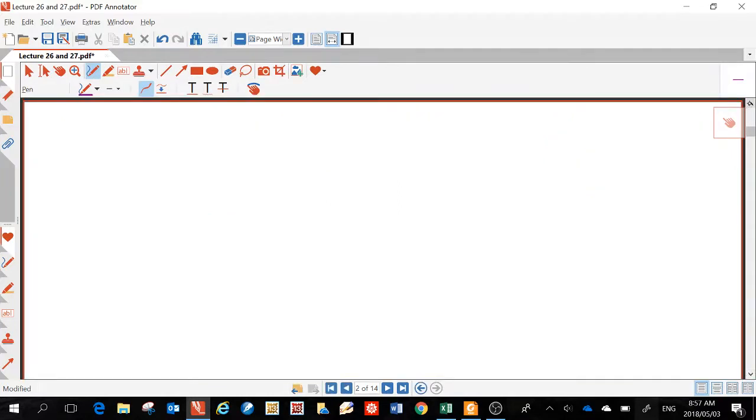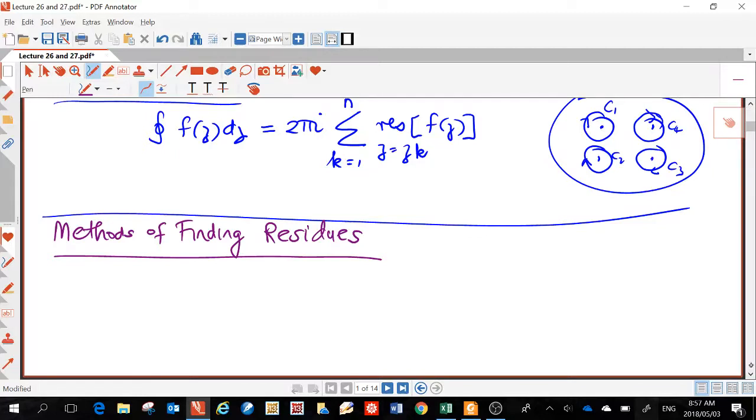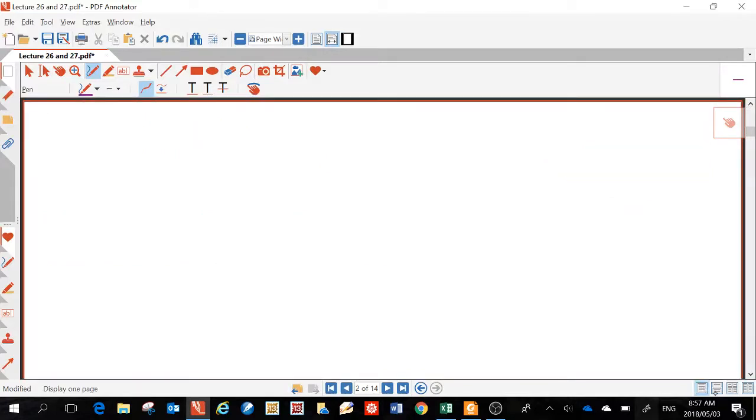Oh, I should have started a new page. Okay, let me start it on a new page: finding residues. So there are a couple of cases that work nicely. About 4 have got nice, clear ways to read off the residue.